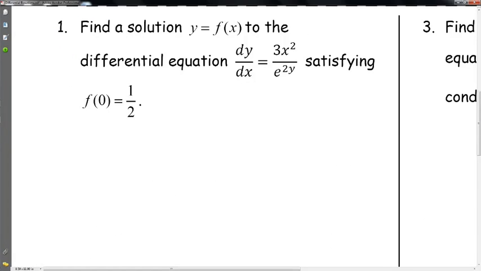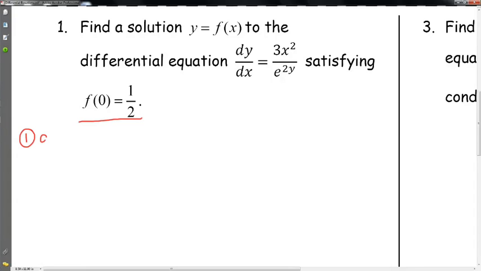For the first one, find a solution where y is equal to f of x to the differential equation dy over dx is equal to 3x squared over e to the 2y, satisfying that f of 0 is equal to 1/2. This is going to be your initial condition. Let's go with our first step. Our first step is we need to separate our variables.